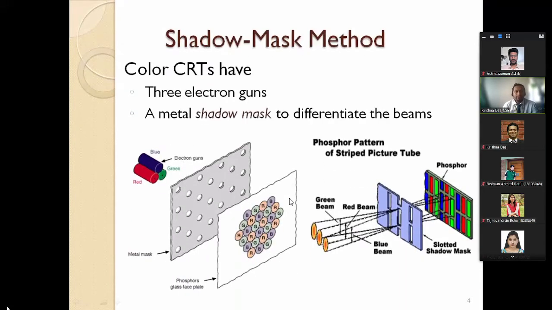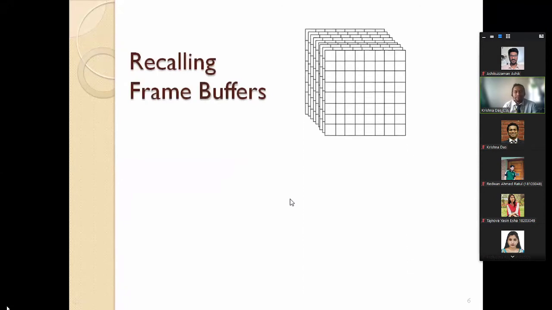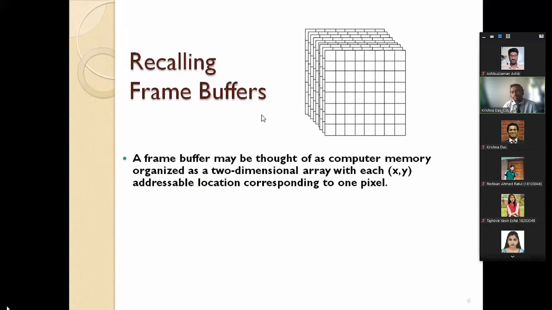Now, for color, we have a very strong relationship with the memory. Recalling the frame buffer, as you can remember, the frame buffer is actually a special part of the memory, thought of as computer memory, organized as a 2-dimensional array with each x and y addressable location corresponding to 1 pixel. So for 1 pixel, it has a relationship.